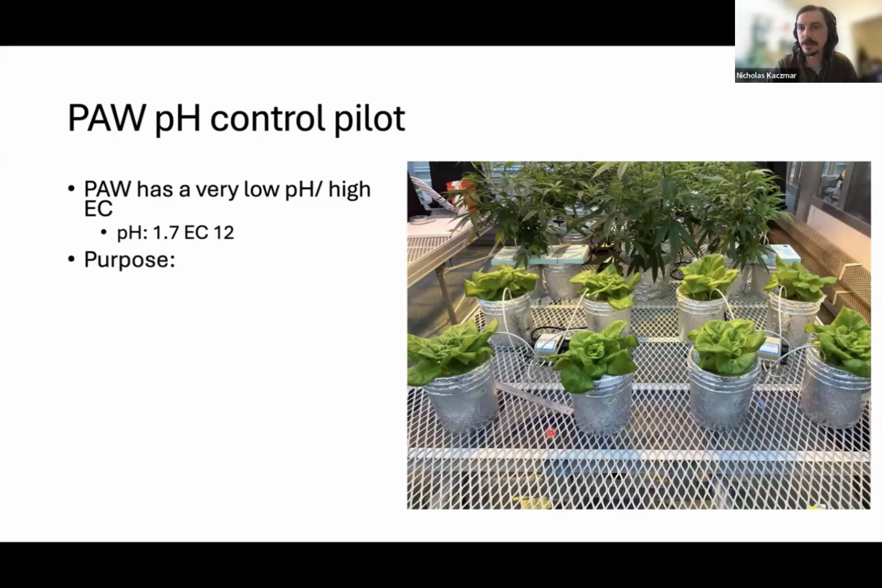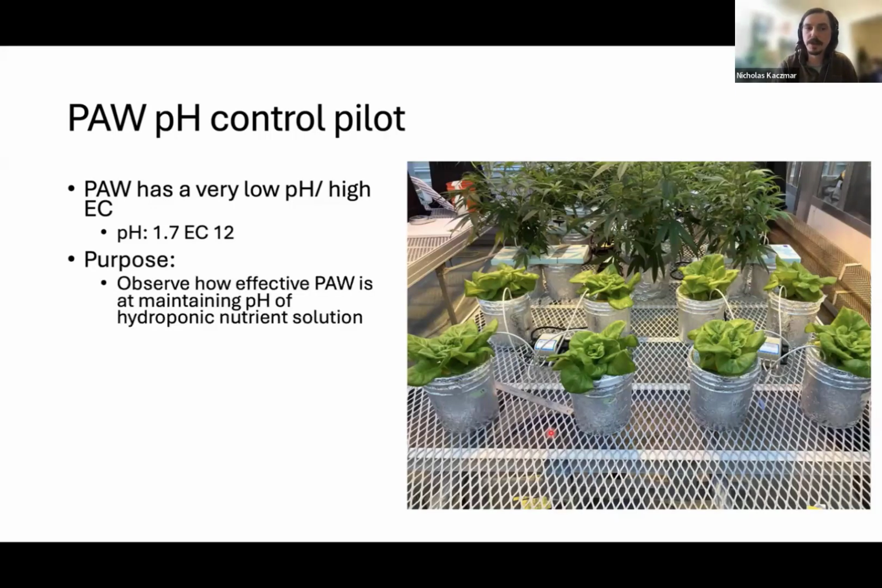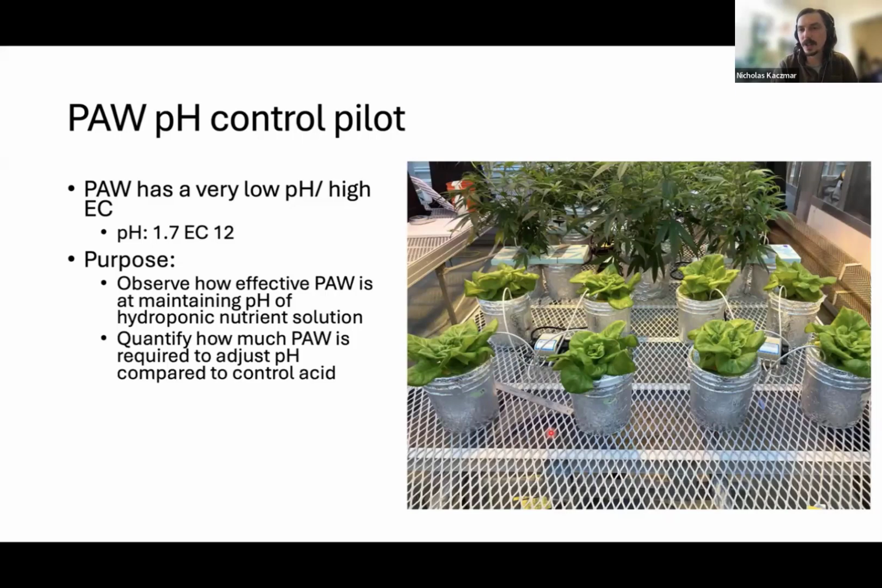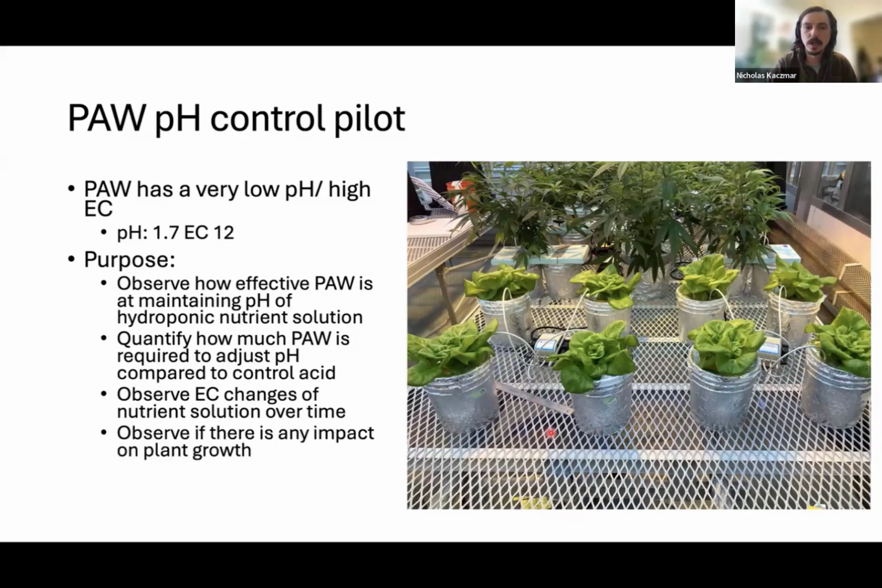So I put together a pilot study here, and the main purpose is to observe PAW in maintaining the pH of our hydroponic nutrient solutions, and then quantify exactly how much PAW is required to hit that optimal range compared to our control acid. And then because we have that really high EC, is that affecting our nutrient solution EC? And then ultimately, is there any added benefit to our plant growth?